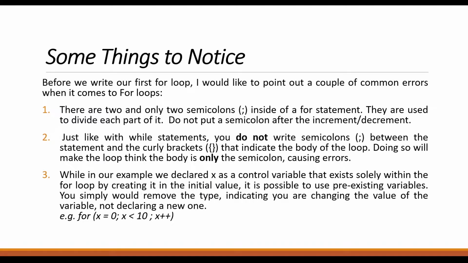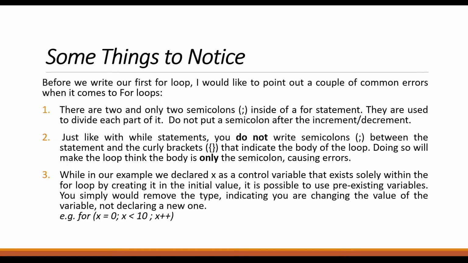Before we write our first for loop, I want to point out a couple of errors when it comes to for loops. First, there are two and only two semicolons inside of the for statement. They're used to divide each part of it. Do not put a semicolon after the increment or decrement. Second, just like with while statements, you do not write semicolons between the statement and the curly brackets that indicate the body of the loop. Doing so will make the loop think the body is only the semicolon, causing errors.